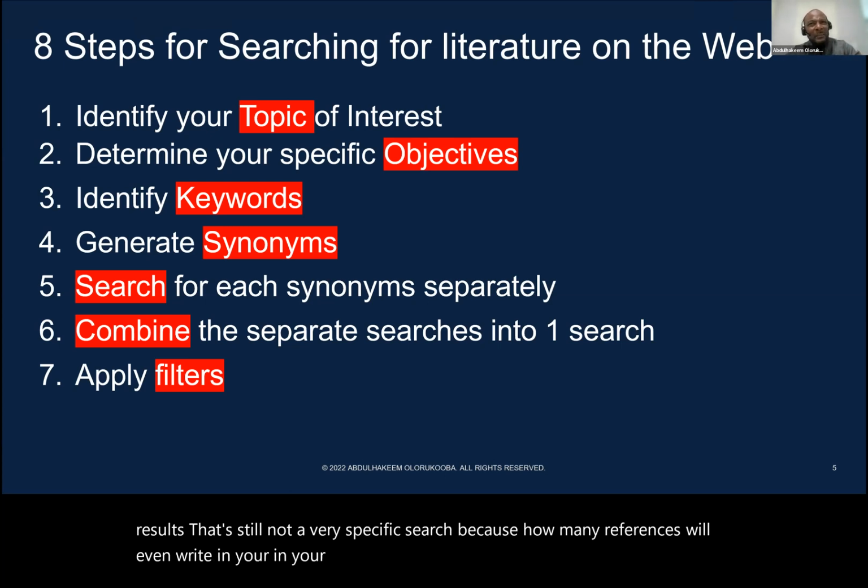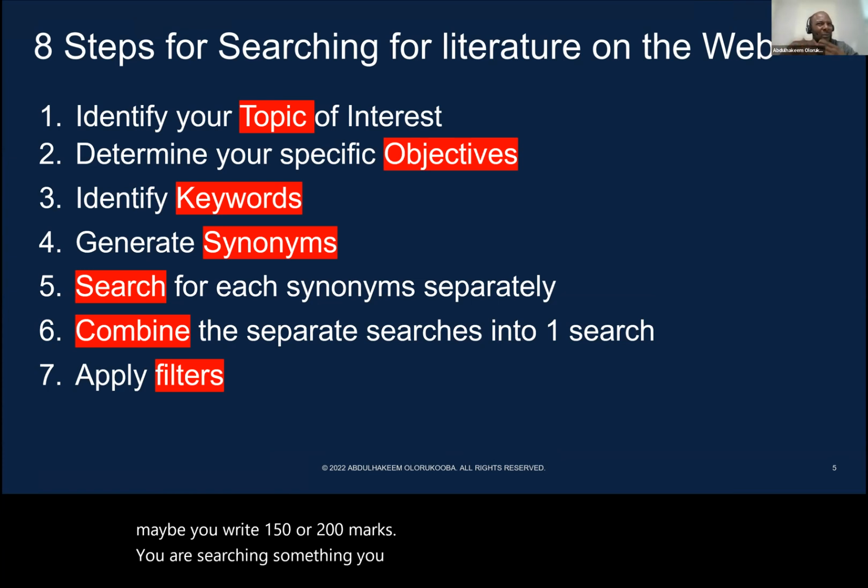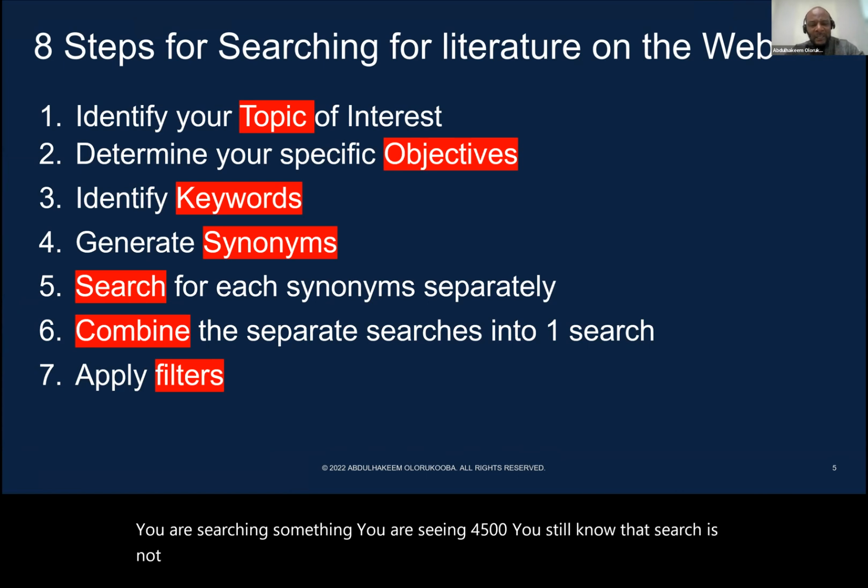Maybe you write 150 or 200 max, if it's college. So you are searching something, you are seeing 4,500 results. You still know that the search is not very specific, so you can apply filters that will help you streamline.